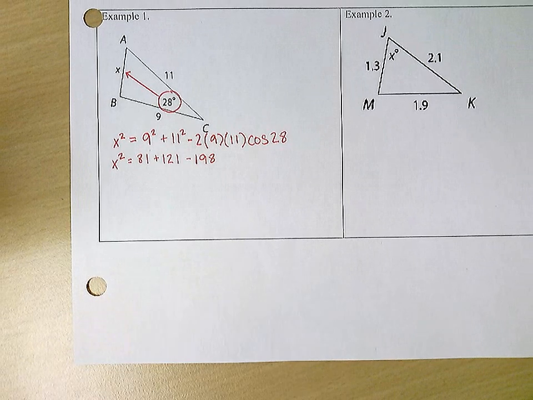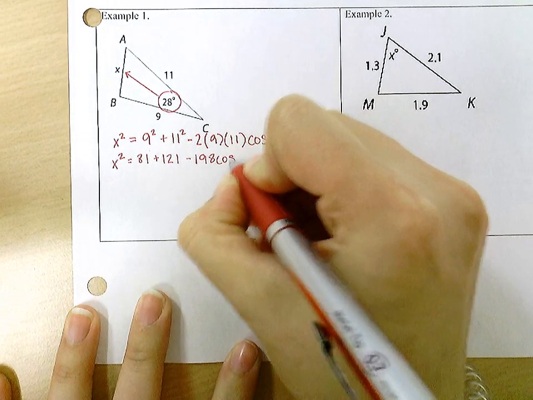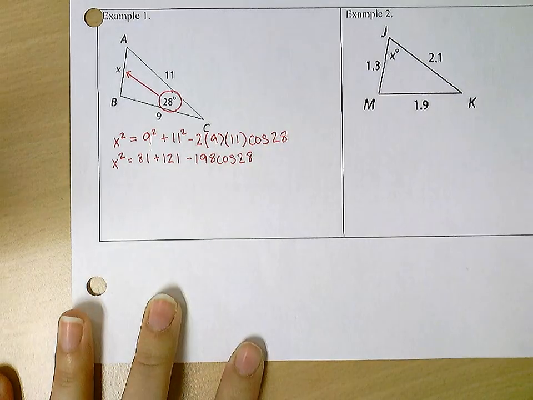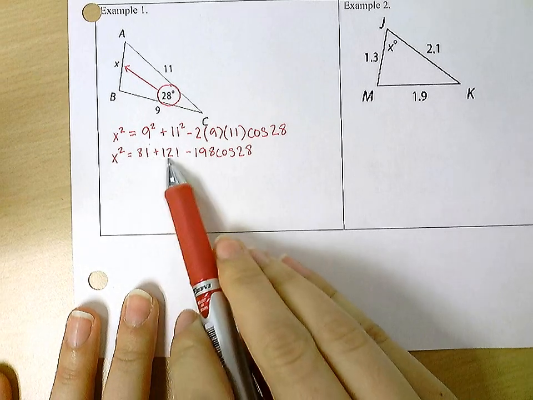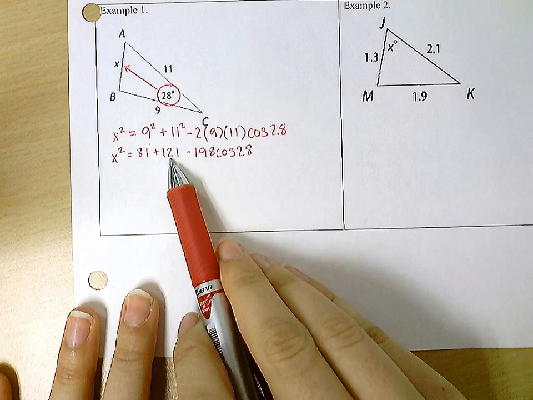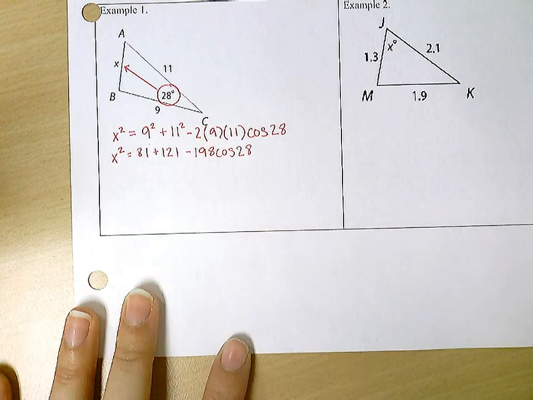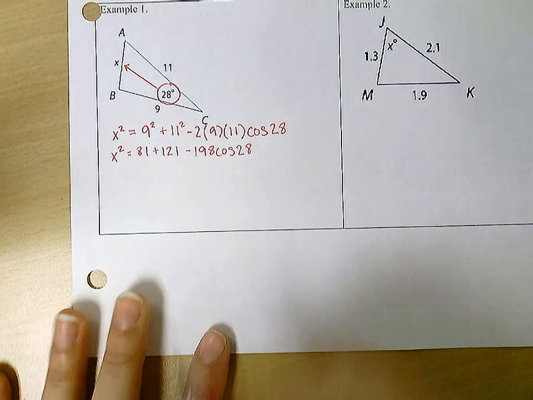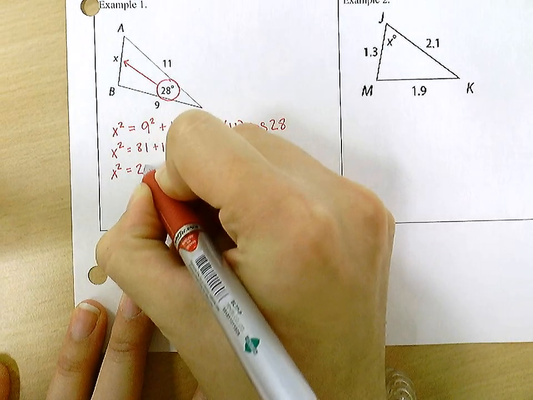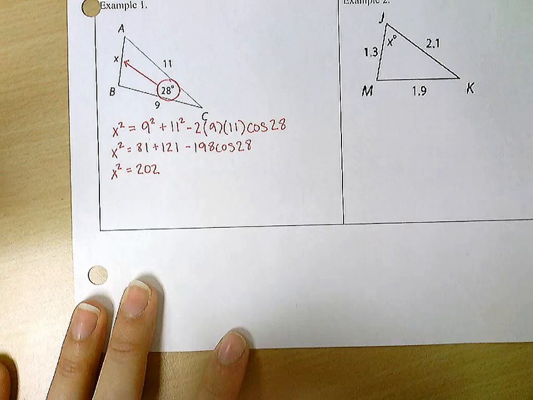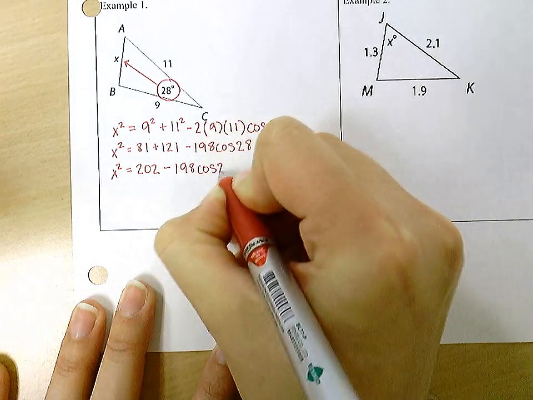That's 198. Okay, that's still multiplied into cosine of 28. Now what I can do next is add these two numbers together. I cannot subtract the 198 from those numbers. So I can add 81 and 121 to get 202. And then that's minus 198 times the cosine of 28.